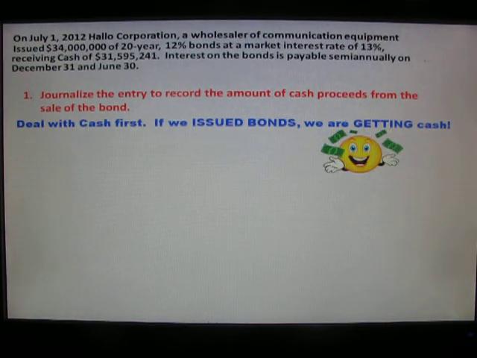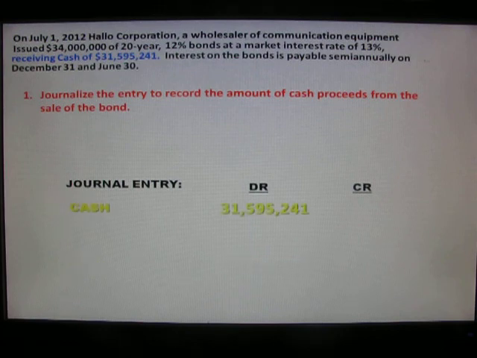So the first thing that they ask us to do is to journalize the entry to record the amount of cash proceeds from the sale of the bond. I always like to deal with cash first. So if we're issuing bonds, we're giving investors bonds, a payable, and we're getting cash. They're giving us their $1,000 or $5,000. So if we issued bonds, they tell us up in the problem that we received cash of $31,595,241. So when we build our journal entry, we're immediately going to know that we get cash of $31 million.